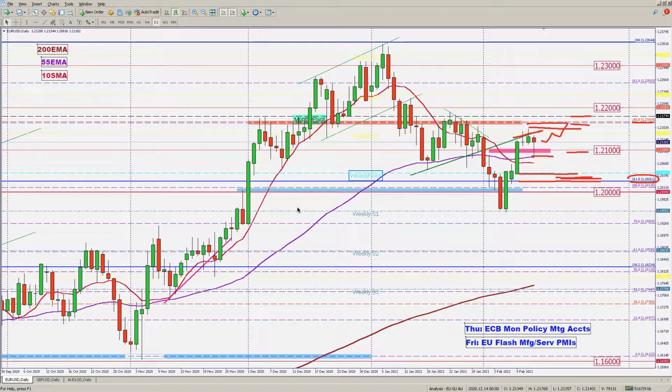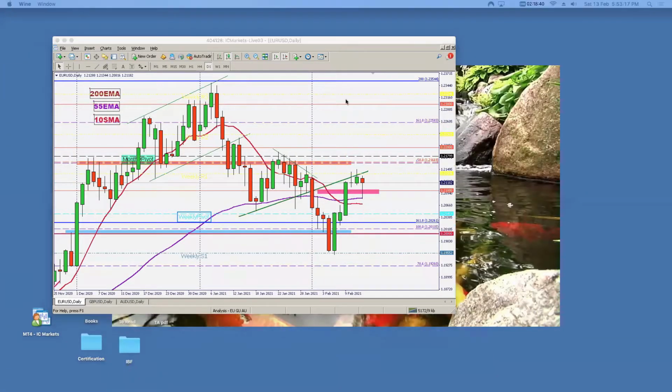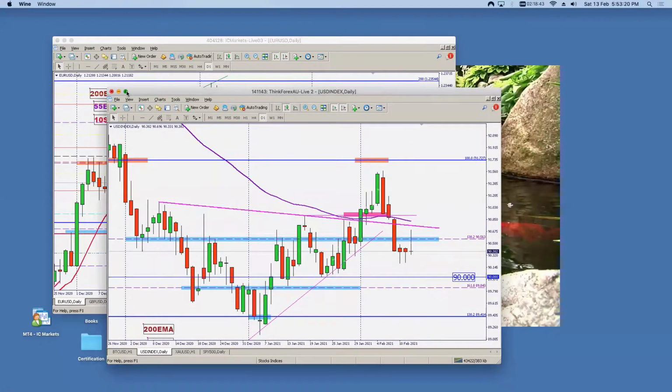There is also US news with retail sales and Philly Fed manufacturing indexes, and we'll see how that impacts the US dollar, which will in turn impact this Euro. Let's bring in the DXY.